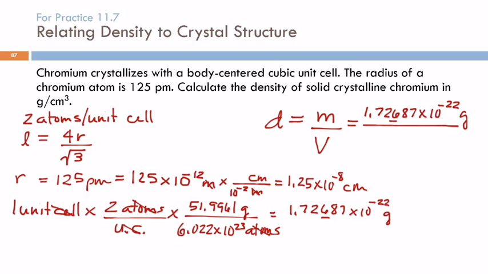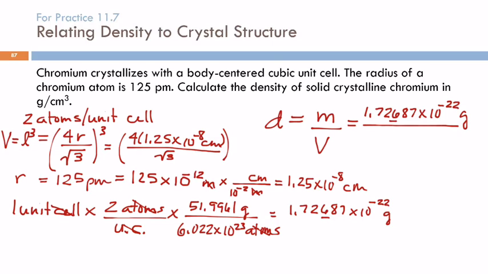Okay. So if this is the length of a side, then the volume equals the length cubed, right? So volume equals the length of the side cubed. So I'm going to cube this whole thing. I'm going to take 4 times my length, 1.25 times 10 to the minus 8 centimeters, divided by the square root of 3, and I'm going to cube the whole thing.